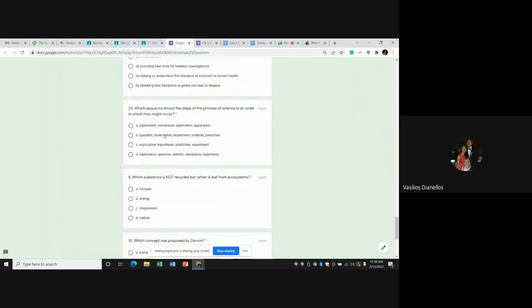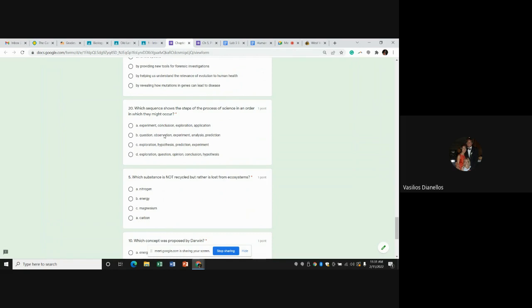Which sequence shows the step of the scientific process? Okay, here's a question you will need to know. You need to know the scientific process in order. And I like the way this question is written because it doesn't have all the steps, because it's a little bit easier when you have all the steps. Observation / exploration, question, hypothesis, prediction, experiment, analysis, right? So you need to know it in order.